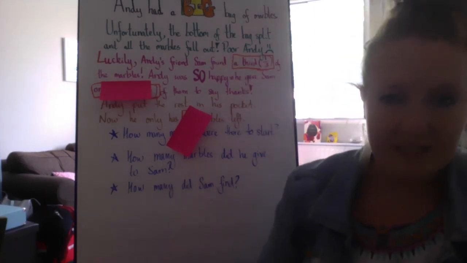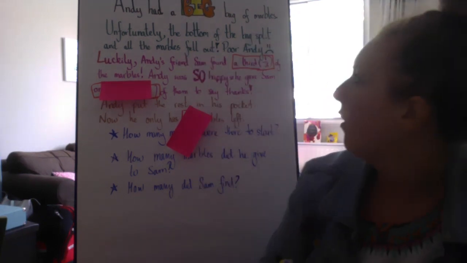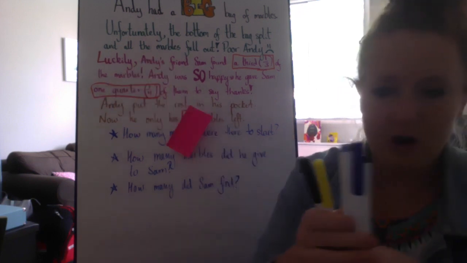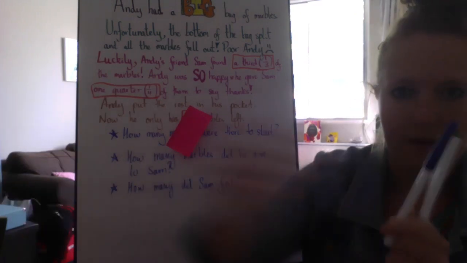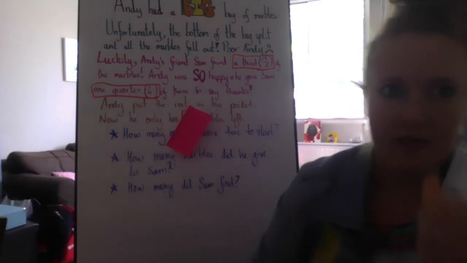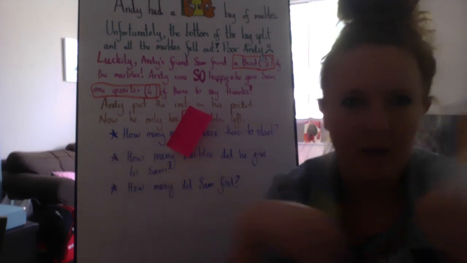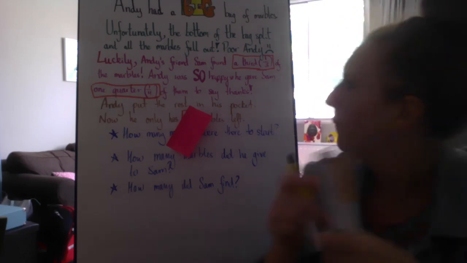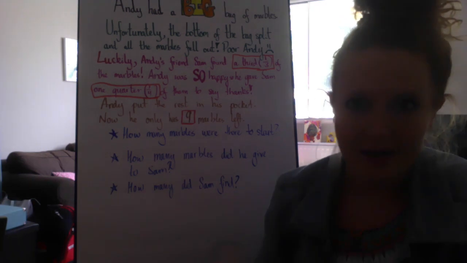So Andy's friend found a third. So we're going to pretend that this was a third of our whole. Andy was so happy. From that third, he gave Sam 1/4 of them. And then that way he had this much left. So if he gave Sam 1/4, how many would he have left? We're going to have to find that out. And now he has 9 left.